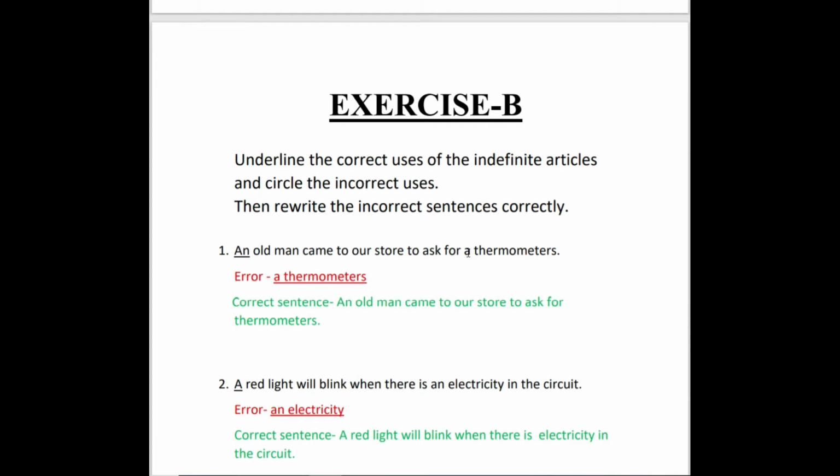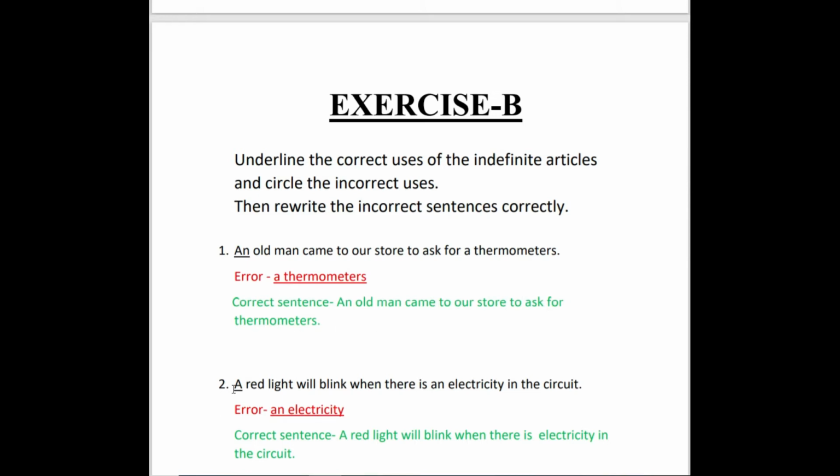We are just asked to write the correct sentence. What is the correct sentence? An old man came to our store to ask for thermometers, right?